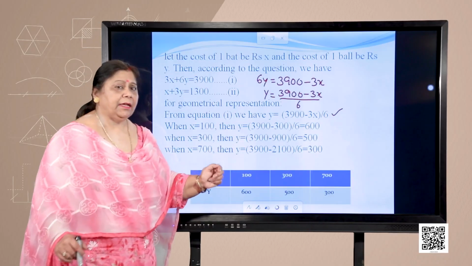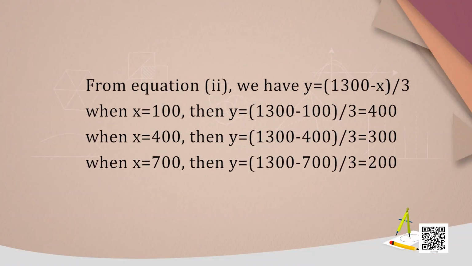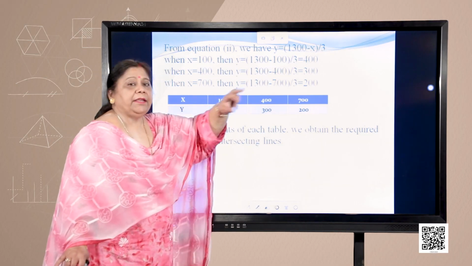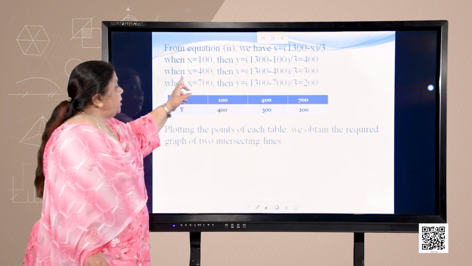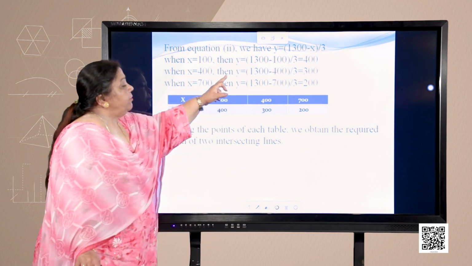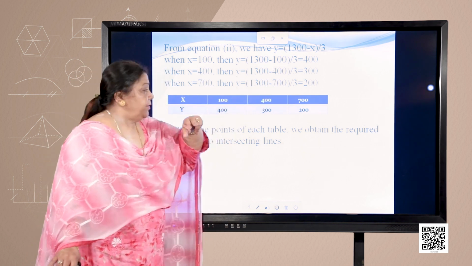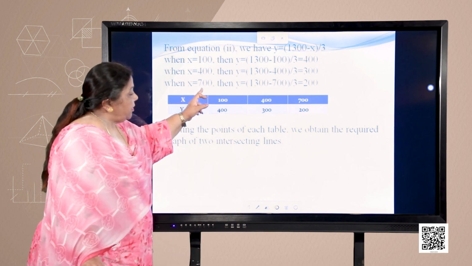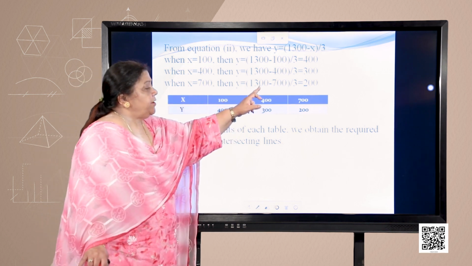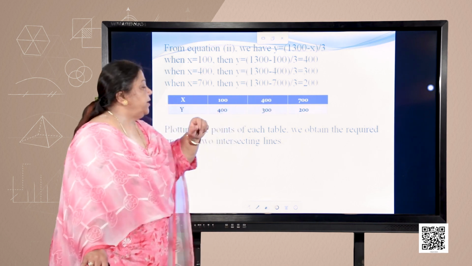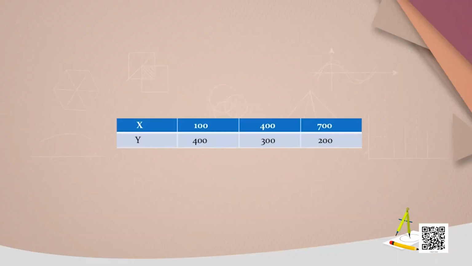We will be plotting on the graph. From equation 2, we have y is equal to 1300 minus x upon 3. Here for different values, x is equal to 100, we get y is equal to 1300 minus 100 upon 3, that gives us 400. Likewise, when we take x is equal to 400, y is equal to 1300 minus 400 upon 3, that is 300. And when I take x is equal to 700, y is equal to 1300 minus 700 upon 3, which is equal to 200. This way we have again a tabular column.